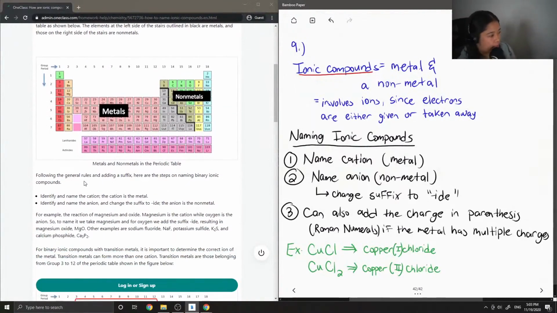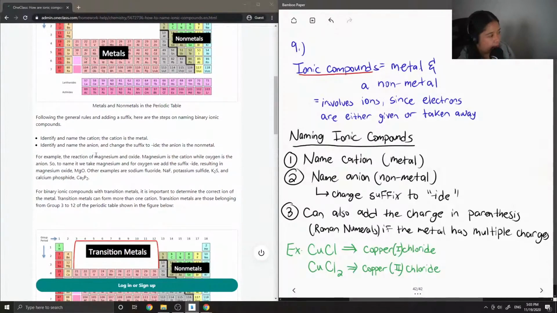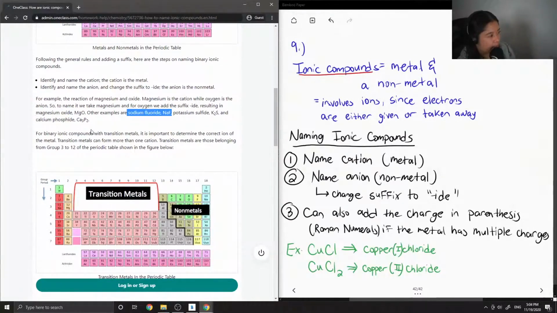Following the rules and adding a suffix, here are the steps on naming binary compounds. Identify and name the cation, name the anion, and change the suffix to "ide." Yep, so they have some examples: magnesium oxide, sodium fluoride, potassium sulfide, and calcium phosphide.